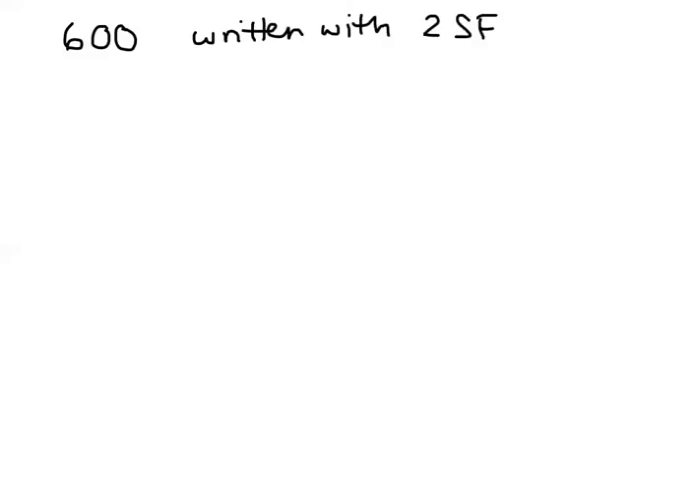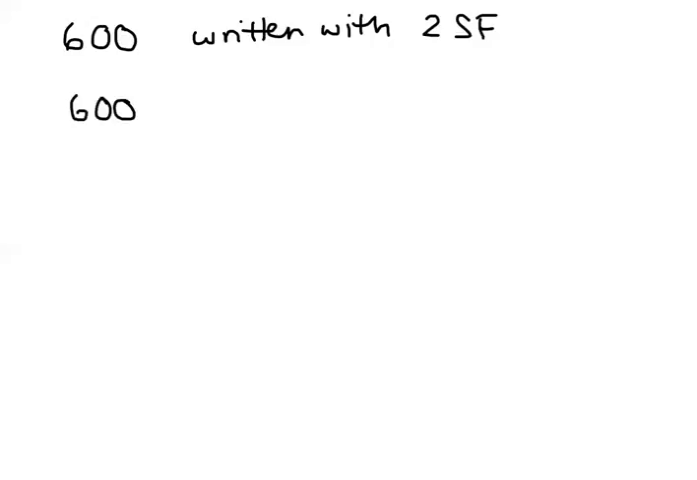Sometimes we want a particular number of significant figures, but the number we have is kind of awkward to make that happen. And what I'm talking about in this case is 600 written with 2 significant figures. So if I write 600 as is with no decimal, how many significant figures do we have?